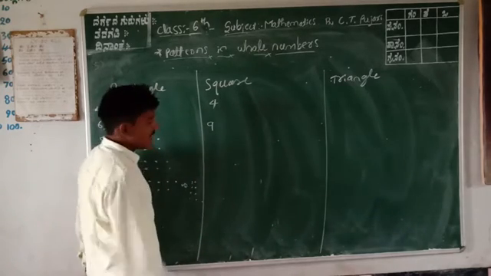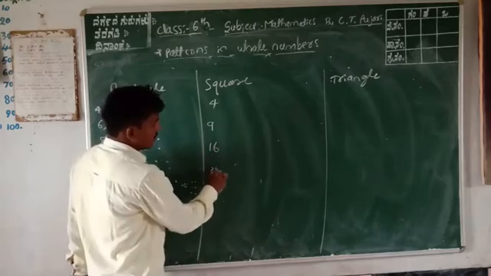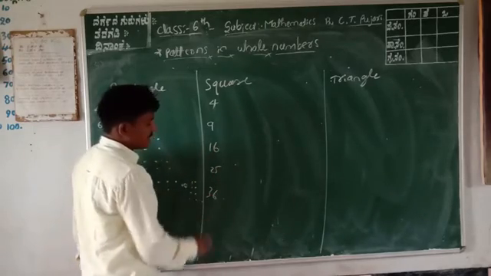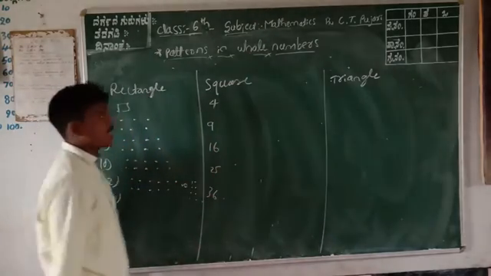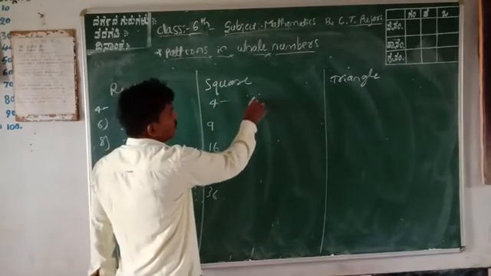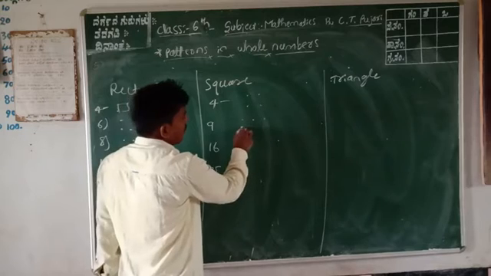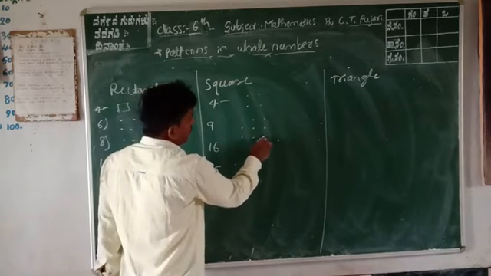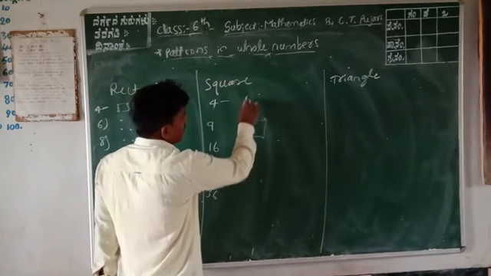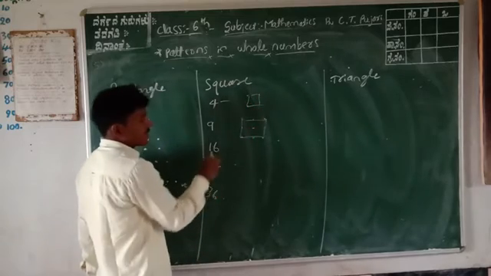Next, 16, 25, 36. These are all square numbers in the square pattern. 9 means 1 2 3, 1 2 3, 1 2 3. The next one is what? 16.